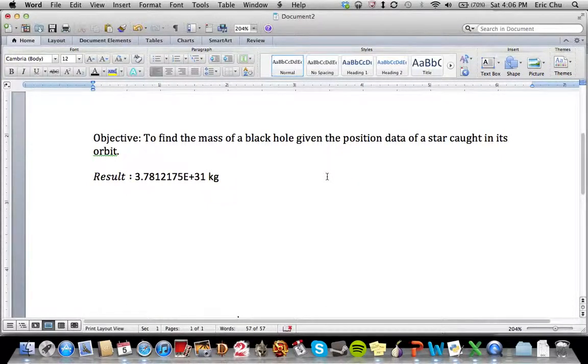Alright, so this is Physics Lab 3, where our objective is to find the mass of a black hole given the position data of a star caught in its orbit. And I found the mass of my black hole to be 3.7812175 times 10 to the 31st kilograms.